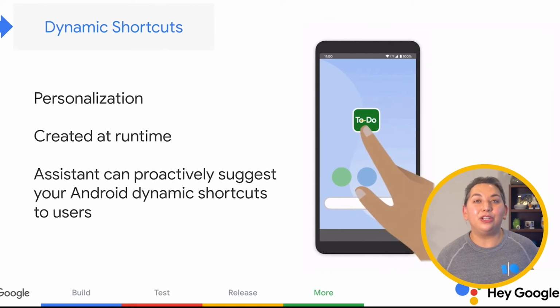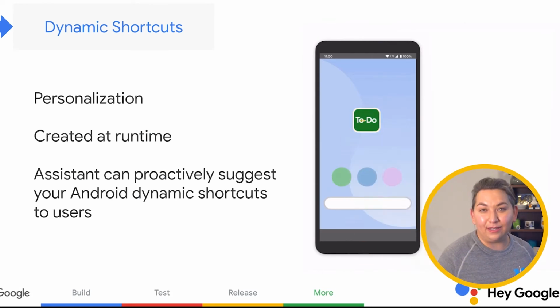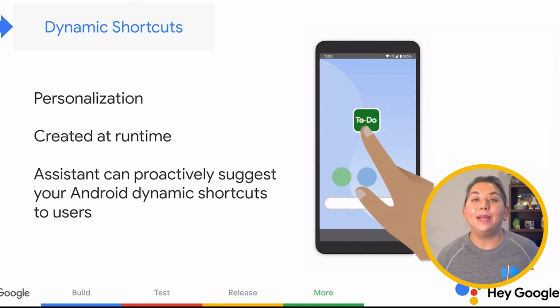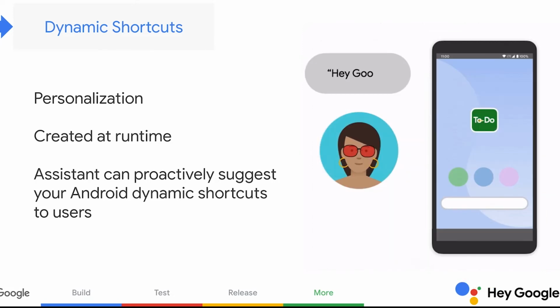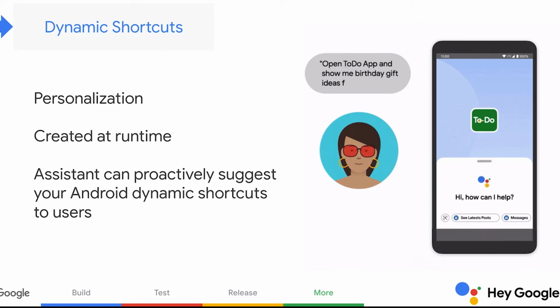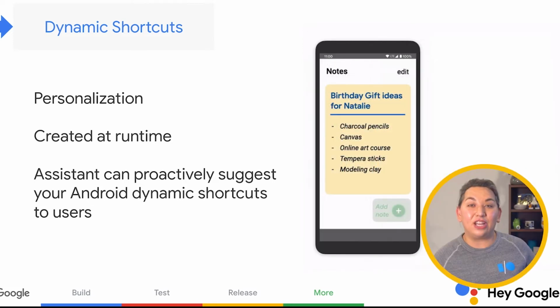Dynamic shortcuts let users jump into a personalized place or bit of content in your app based on their past actions or behaviors. So these shortcuts are created at runtime and are personalized to the user. Also, during contextually relevant times, Assistant can proactively suggest your Android dynamic shortcuts to users, displaying them in Assistant-enabled devices.